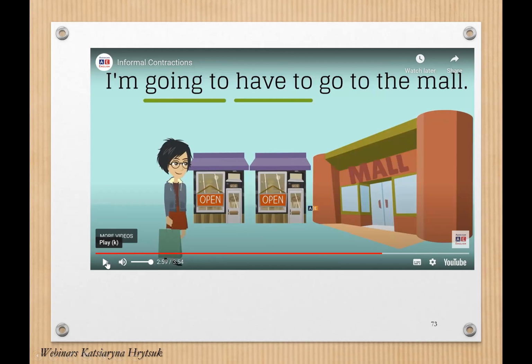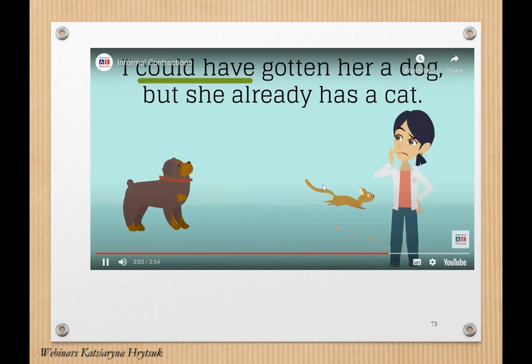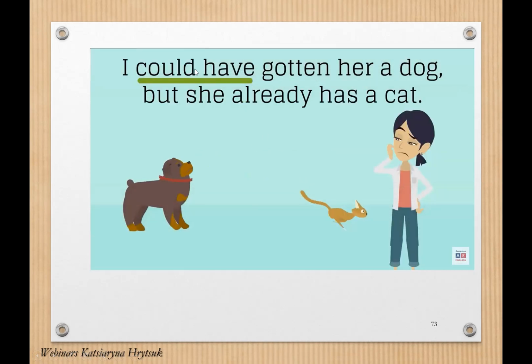I'm gonna go to the mall. I'm gonna go to the mall. Here are a lot of examples. They're the same. They're repetitive from the video.